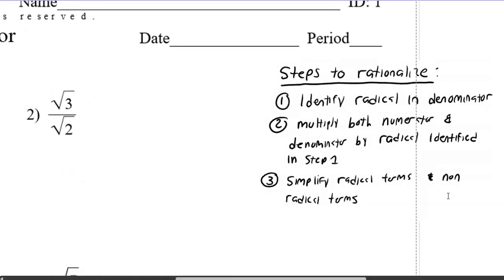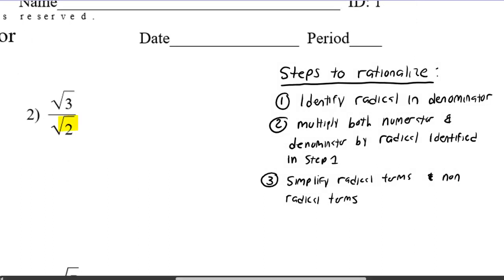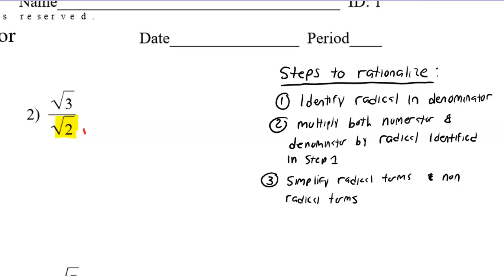Now we have square root of 3 over square root of 2. Once again, identify the radical in the denominator. In this case, it's square root of 2. That's what we need to get rid of. Remember, the goal here is not to get rid of radicals completely. It's that there are no radicals in the denominator. So we multiply by square root of 2 over square root of 2.